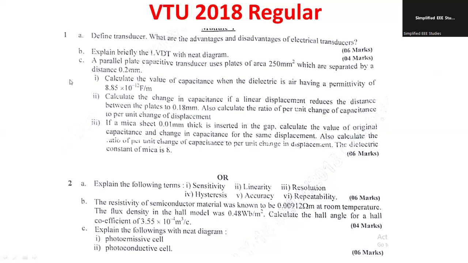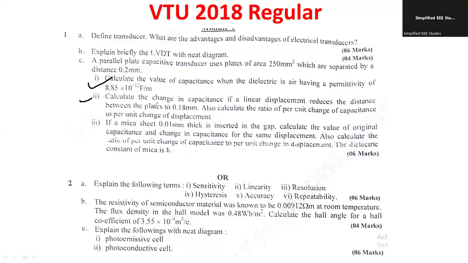Now, question number 1C is regarding the capacitive transducer. So please read the question. The area has been given. Then the distance between the parallel plates is provided. Now you have to calculate the value of capacitance when the dielectric is air, which has a permittivity of 8.85 into 10 to the power minus 12 farad per meter. So we can directly use the formula. Here you also have to calculate the change in capacitance, delta C.